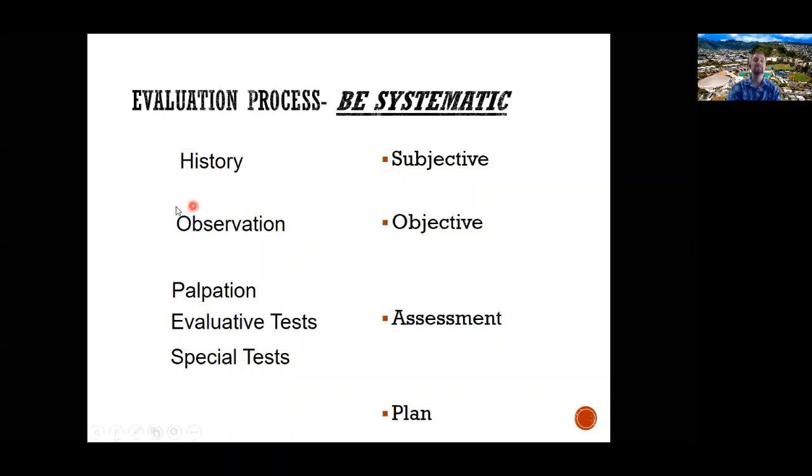And then things we see are the observation. And we start to get objective information, so you can see a range of motion, or you can see swelling. Those are things that you quantify, right? Things are objective. And then our palpation, evaluative, and special tests kind of fall under the assessment umbrella, and then the plan.